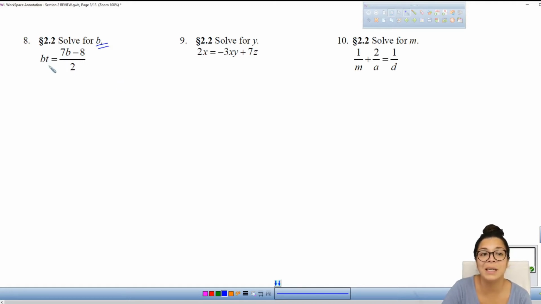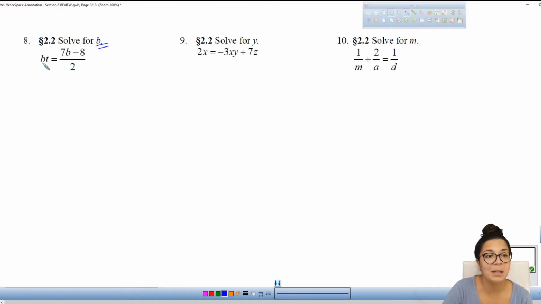If I was solving for t, I would want to isolate t. T is almost by itself. It's not on this side of the equation at all. I would just need to divide by b, right? Or multiply 1 over b. But in this case, I'm solving for b.